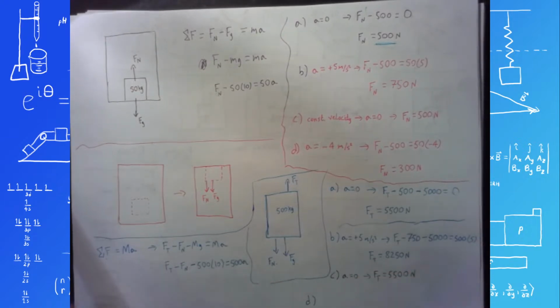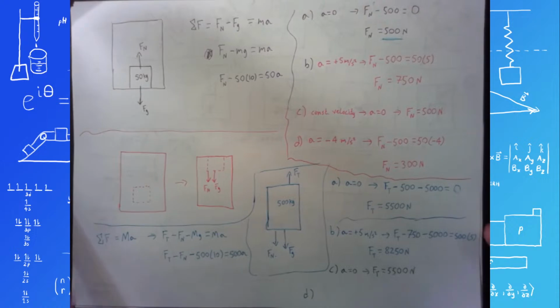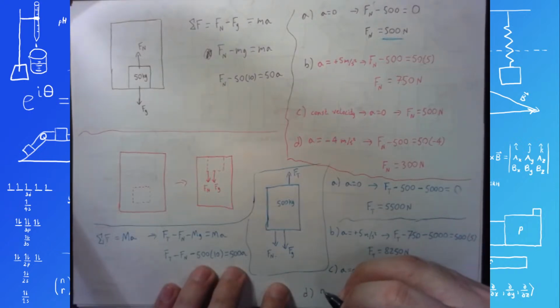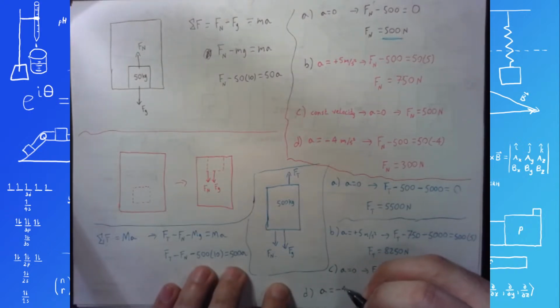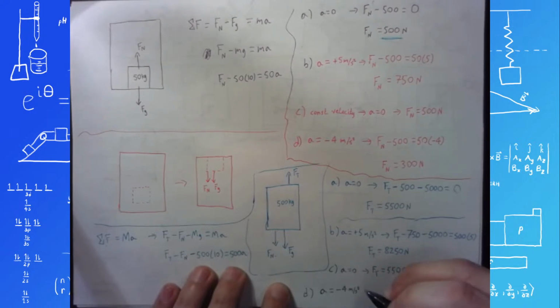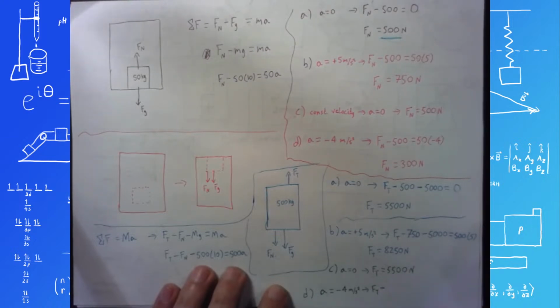And part D. Is that still visible on the screen? Yeah. Part D, we would have an acceleration of 4 downward, so acceleration equals negative 4 meters per second squared. That gives me force of tension minus the normal force when the acceleration is negative 4, which is 300 newtons, so minus 300, and also minus the weight of the elevator, 5,000 again, equals 500 times negative 4.